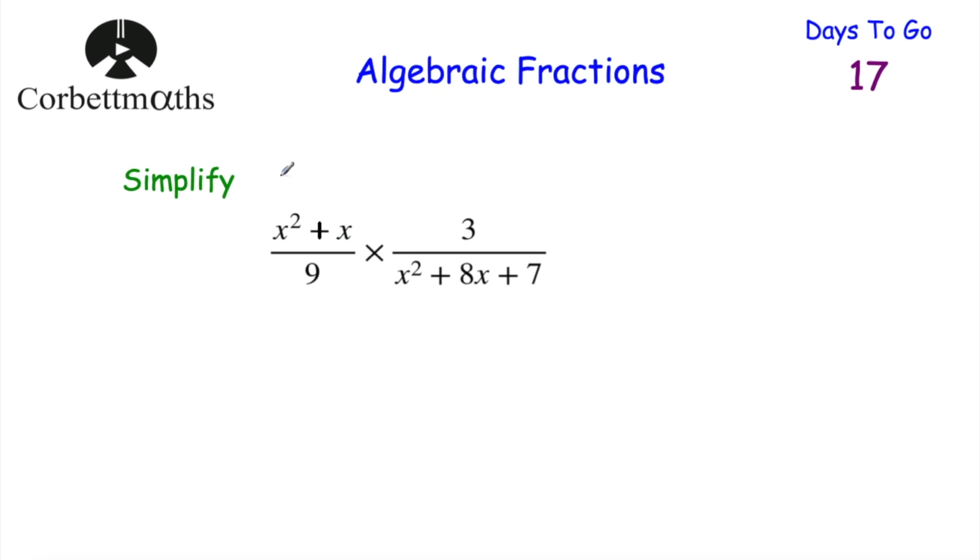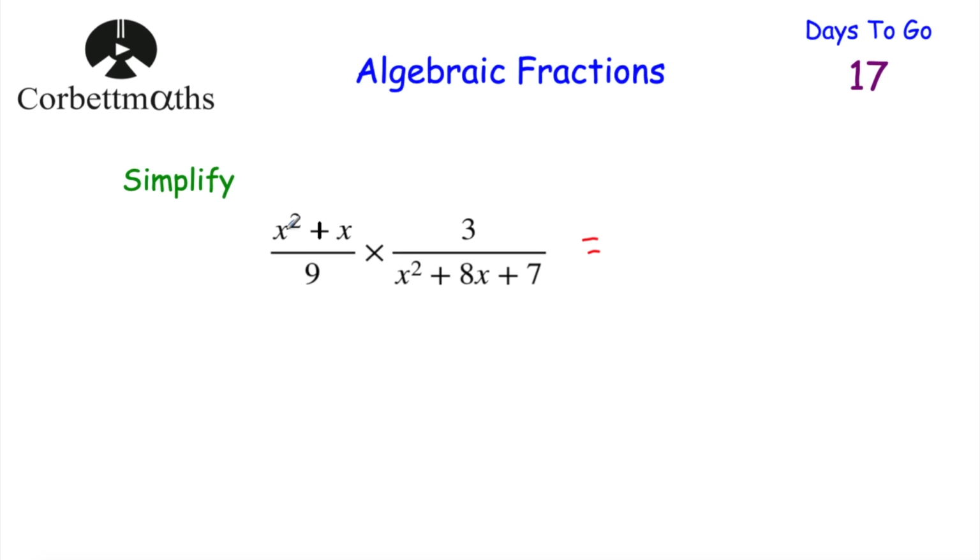So our next question says simplify x squared plus x over 9 multiplied by 3 over x squared plus 8x plus 7. So feel free to press pause now and try this question. Okay, so in terms of this question, what I'm actually going to do this time is factorize the numerator and denominator, and I'm going to try and cancel down before I multiply this time, just to show you that approach is fine as well.